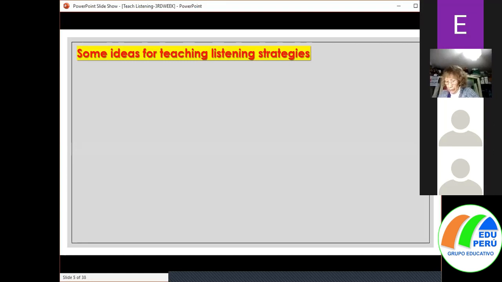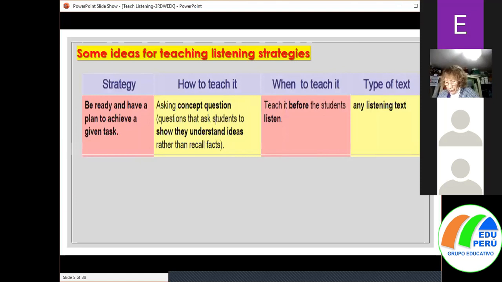So here we are going to analyze some ideas for teaching listening strategies. We have a lot, but we are going to analyze some of them. So here you have the strategy, the activity, or technique. The strategy is: be ready and have a plan to achieve a given task. So this is the strategy. How could you teach that strategy to your students?